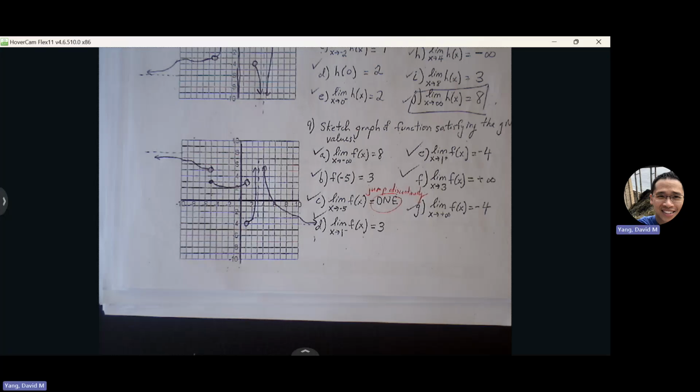Any questions with 9? Does C have to be a jumpless continuity? No, you can make it an endpoint, you can make it a vertical asymptote. So I could do a vertical asymptote with a point on it? Yeah, you can do that.